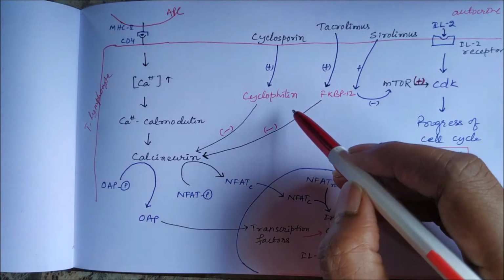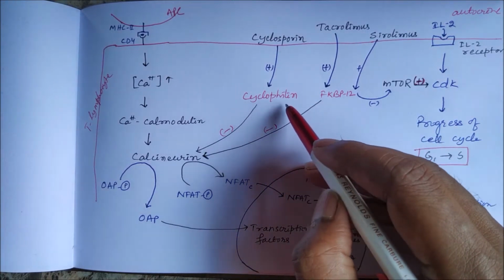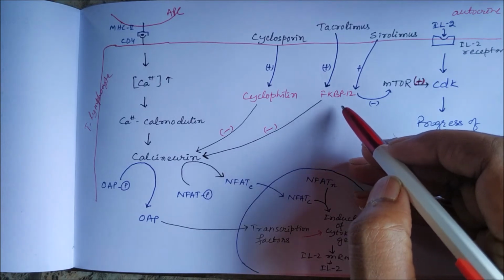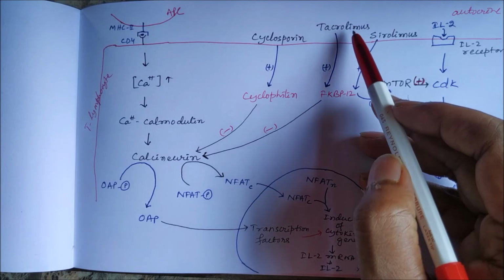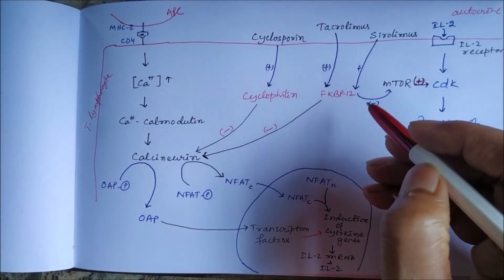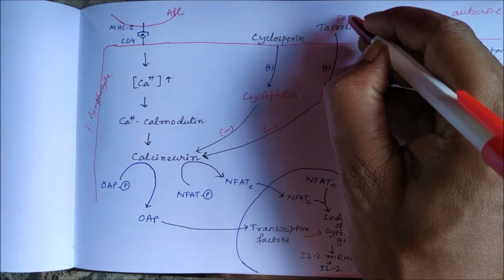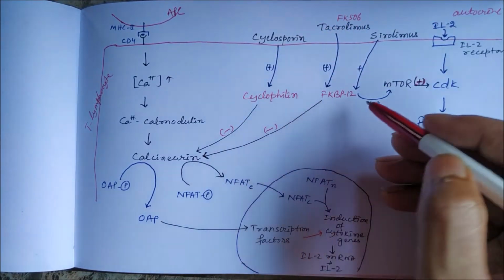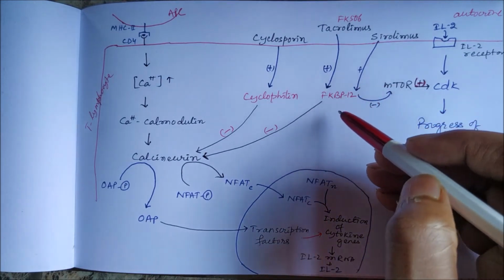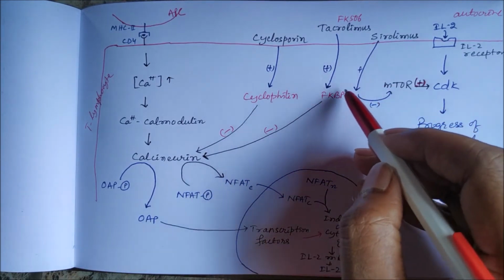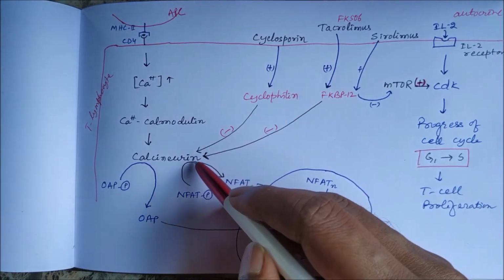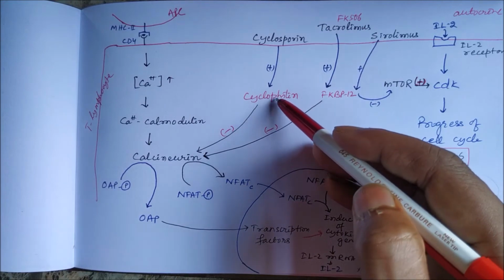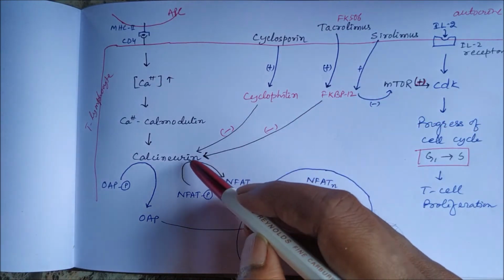So there are some cytosolic components like cyclophilin and FKBP12. This is so called because the drug tacrolimus was initially termed FK506, and FKBP is FK binding protein. So cyclophilin and FKBP are the two proteins which inhibit calcineurin. So the immunosuppressants either bind to cyclophilin or FKBP and inhibit calcineurin.